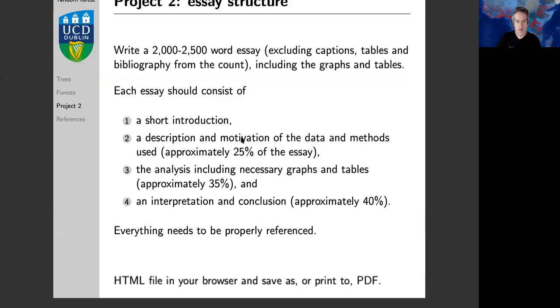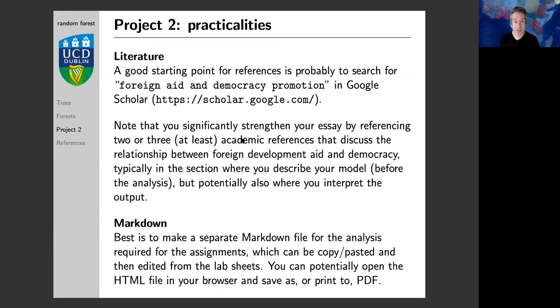Okay. So the next slide then, some practicalities. You should search for some literature and you should reference some literature. I have no rule how many, 2 or 3 at least make some sense, but you might want to look around a little bit, get some idea of what the literature says about foreign aid in democracy or foreign aid in democracy promotion. Yeah, use Google Scholar to find some articles. If you log into the UCD library, you're able to access online articles even when you're off campus. And then you can download them, read them, get a little bit of an idea.